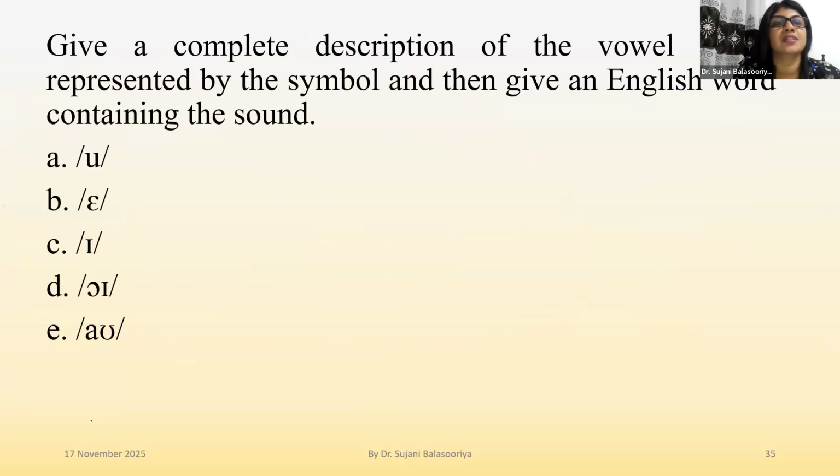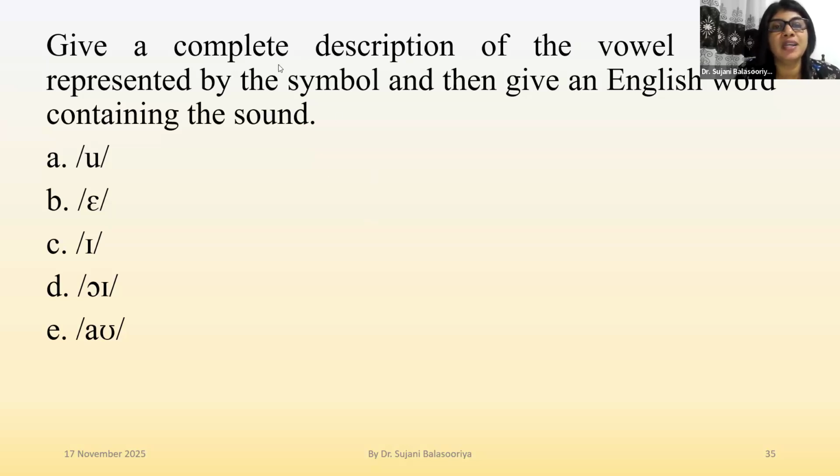Okay, right. Well, there's a small work here because we have come to the end of our discussion of vowels and consonants. Give a complete description of the vowel sound represented by the symbol and then give an English word containing the sound. There are only 5 vowel sounds. I have given the symbols. So by looking at the symbols, you will be able to identify what the sound is. I'm not going to pronounce the sounds now, okay? So there are 2 parts in the question.